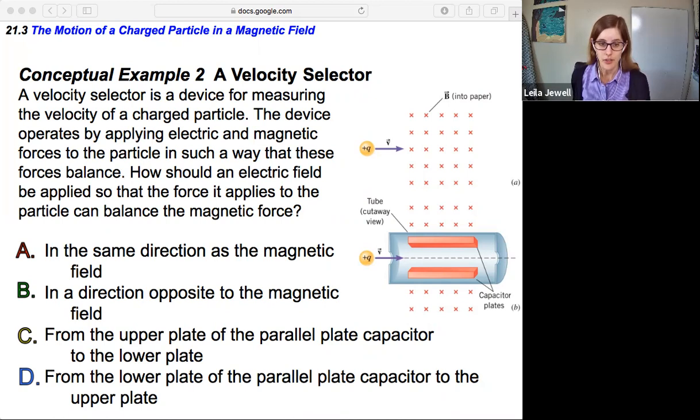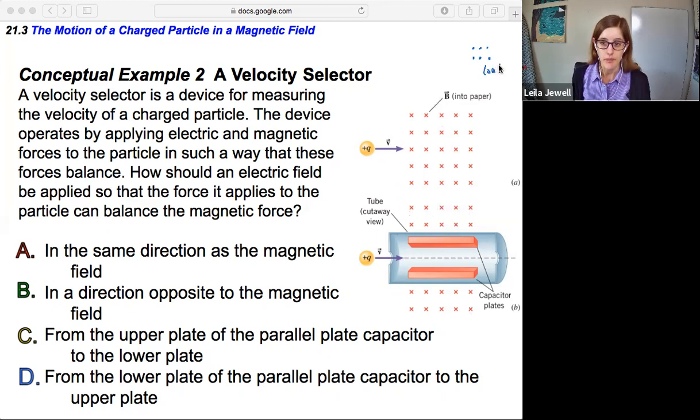How should an electric field be applied so that the force it applies to the particle can balance the magnetic force? And that's shown as a setup over here, where we have a charged particle entering between two plates of a capacitor, as well as entering a magnetic field that is into the paper. Note that the direction into the paper is shown with X's. The other direction that you'll often see is out of the page or out of the screen, and that's shown with a row of dots.